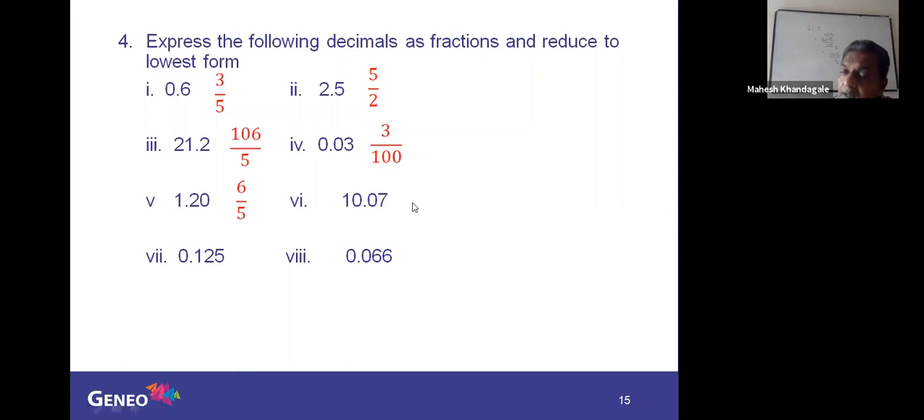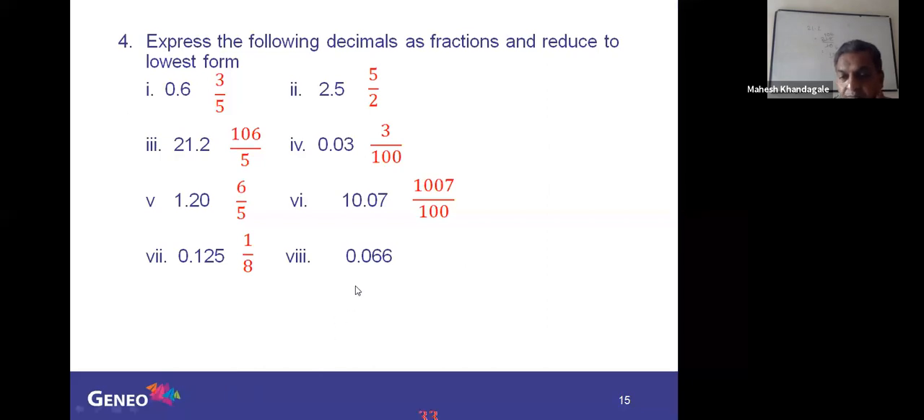10.07 now can be written as, remove the decimal, so numerator होगा 1007. How many decimal digits were there? Here 0 and 7. Maximum was hundredths digit. So divide by 100. No common factor, so we will leave it as it is. Now this 0.125, that will be 125 upon 1000, and when you simplify, that is 1 upon 8.